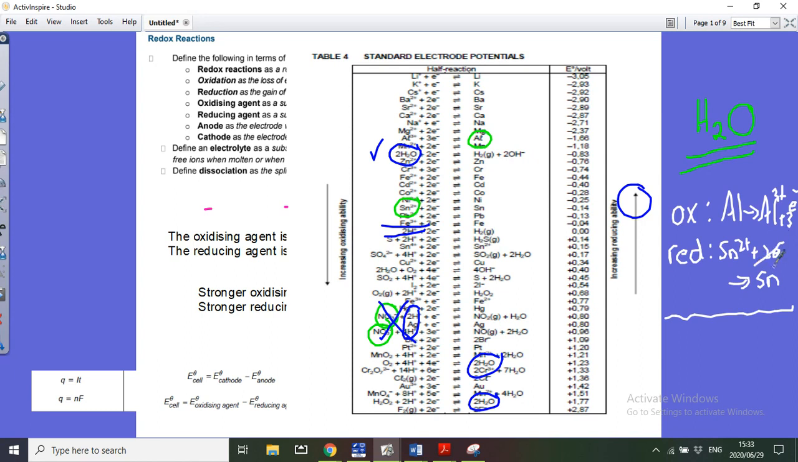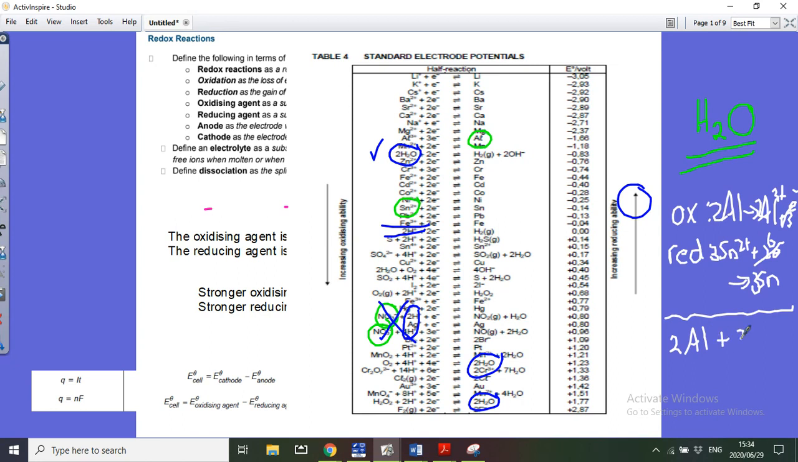You would then say, oh, I need to make this 6, so therefore I'm going to times everything else by 3. I need to make this 6 as well, so I'm going to multiply everything by 2. And then you can write your net ionic equation. We call it an ionic equation because we write it in ionic form. So you can then write everything on the left-hand side.